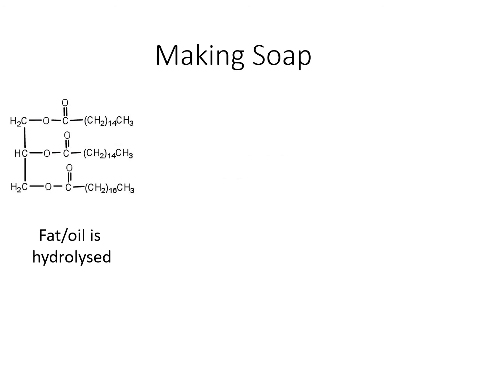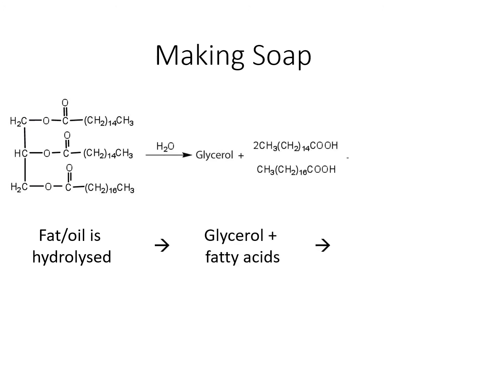So looking at the chemical structure of a fat and oil, it looks like this here. We've seen this before. In this instance we have 2 different types of fatty acids. Sometimes they're all the same, sometimes they're all different. But in this case, we've got 2 different types of fatty acids, slightly different length of carbon chain. We would react that with water, and this is the hydrolysis part. So the fat and oil is hydrolyzed, and it produces glycerol and fatty acids.